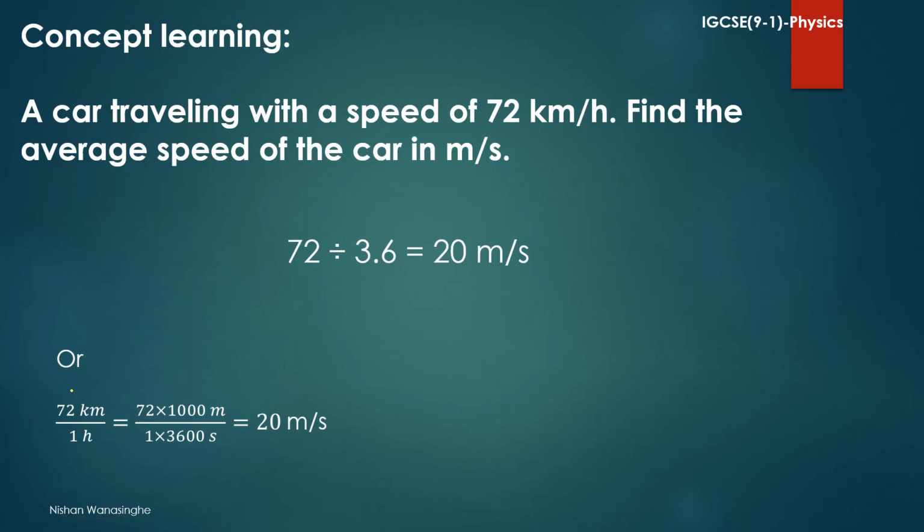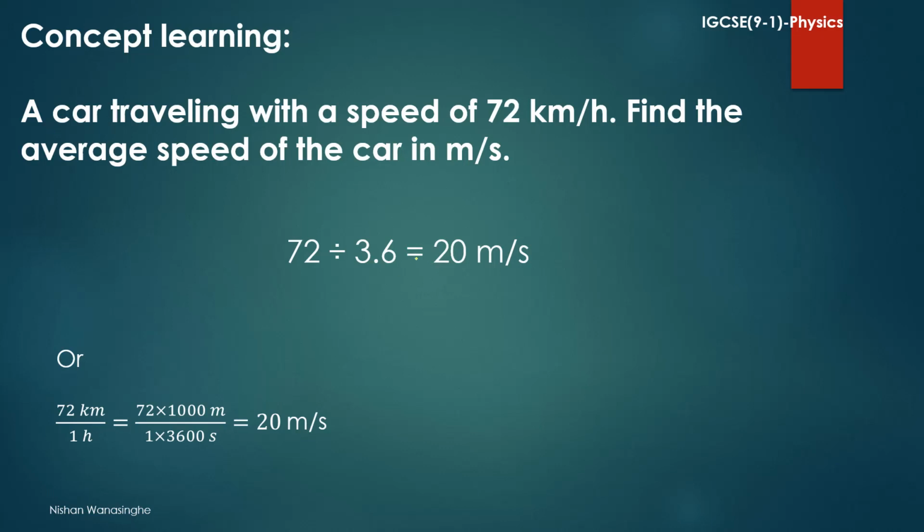Or in this way, without using that 3.6, you can directly do that. 72 kilometers convert into meters. That means 72 multiplied by 1000. 1 hour converted into 3600 seconds. Then also you will get the same answer, 20 meters per second.